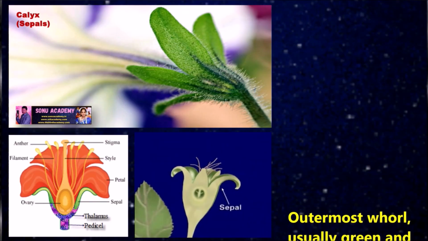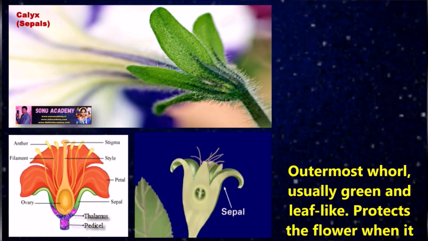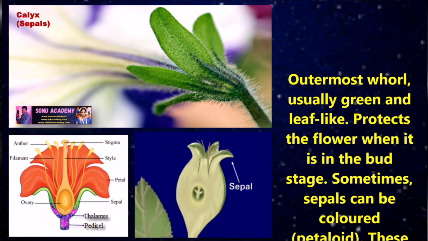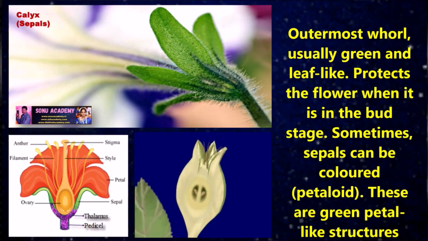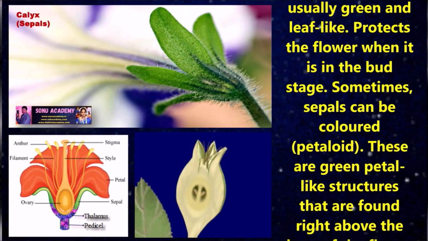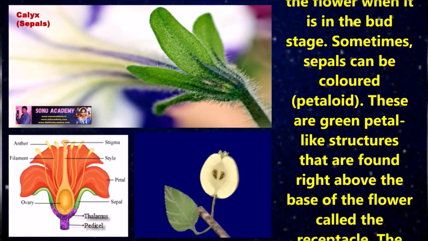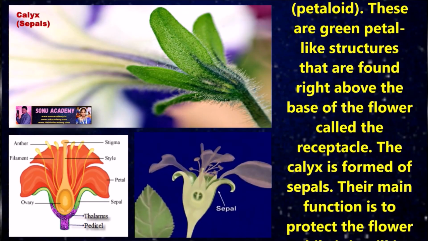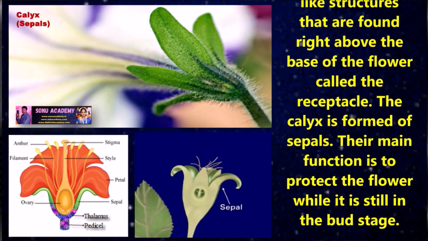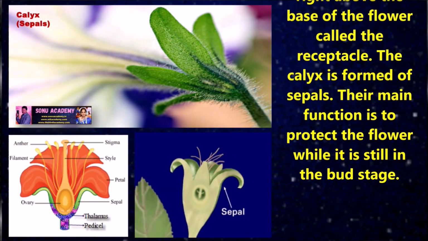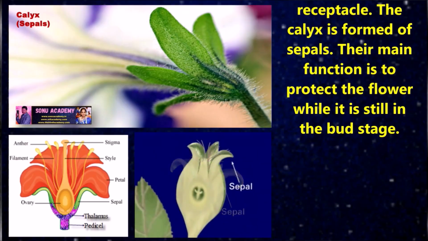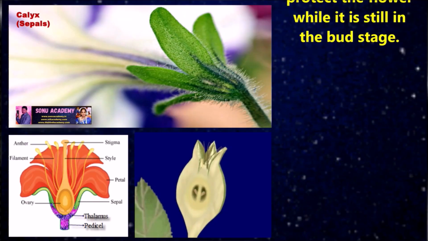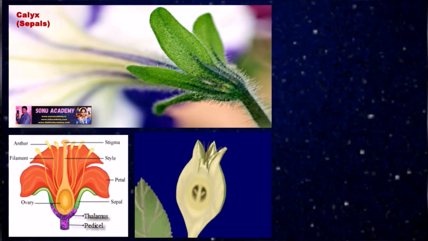Children, now let us discuss each and every part of the flower. First, let us discuss sepals, which are also called calyx. The outer whorl of protective leaf-like structures is called sepals. It protects the flower when it is in the bud stage. Sometimes sepals can be colored. These are green petal-like structures that are formed right above the base of the flower, called the receptacle. The calyx is formed of sepals. Their main function is to protect the flower while it is still in the bud stage.